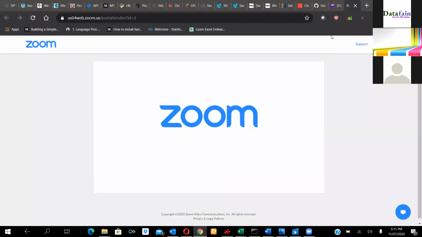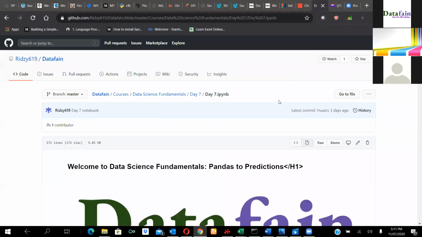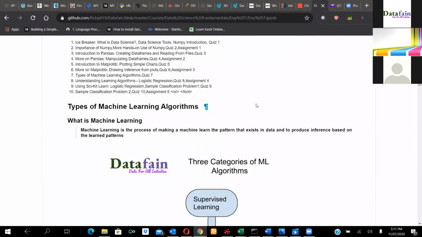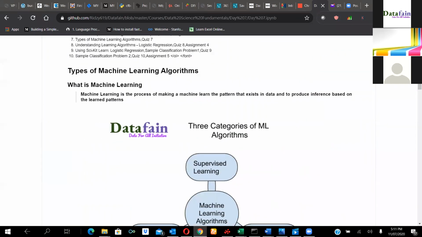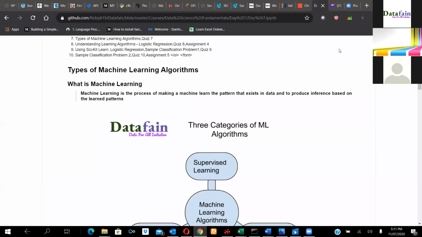The next thing we look into is making sure that in that data there are certain patterns that the machine will learn from. So just like the human being scenario, the machine will learn existing patterns in that data. Now from that data, it can then produce inference.